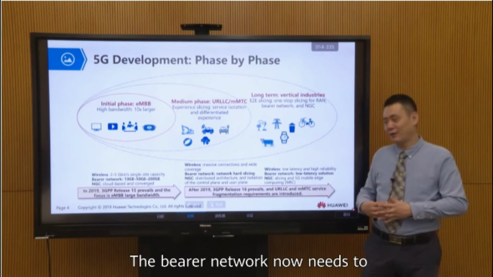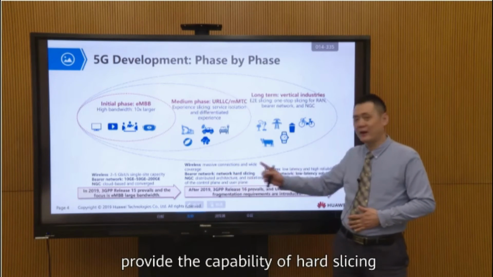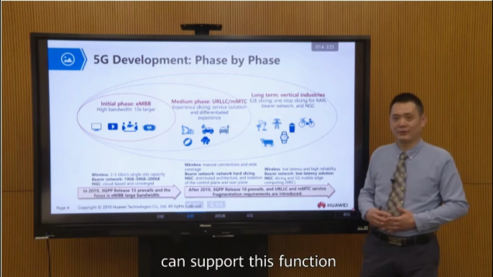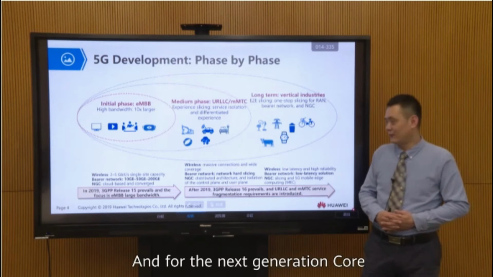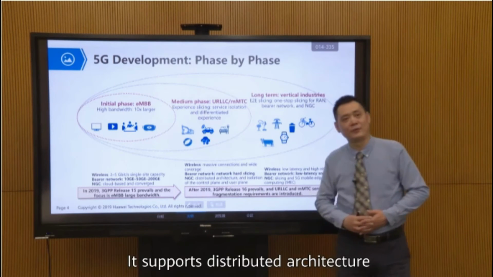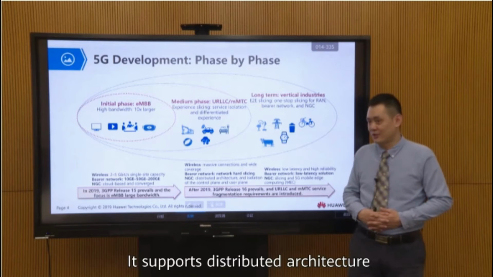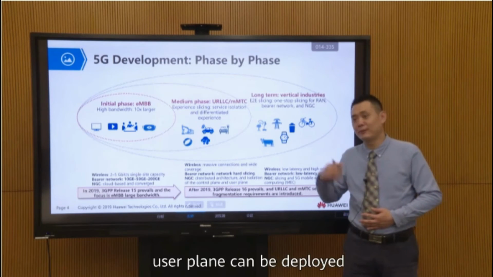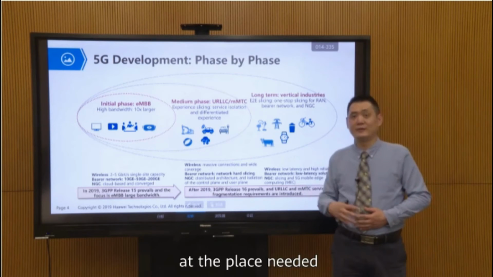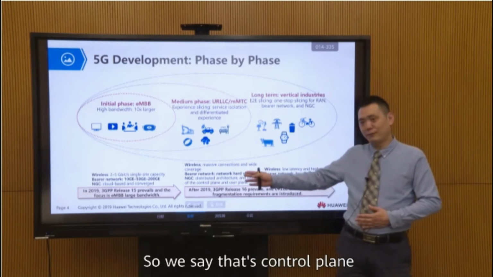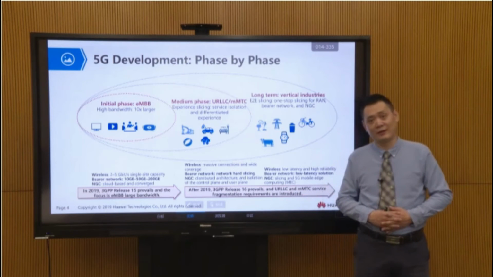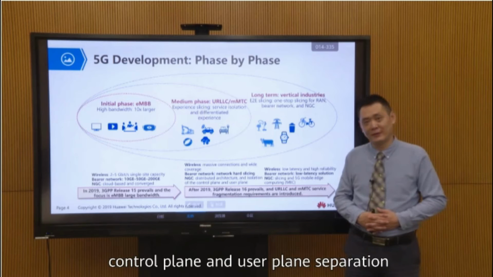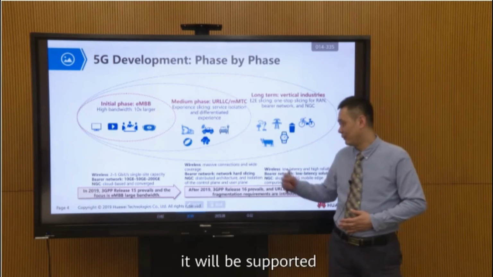Okay. And then the barrier network. The barrier network now needs to provide the capability of hard slicing. And using FlexE, okay, it can support this function. And for the next generation core, it supports distributed architecture. Now that is to say, our user plane can be deployed at the place needed. So we see that control plane and user plane can be separated. It is also the so-called CUPS, okay? Control plane and user plane separation. Okay? In this phase, this will be supported.